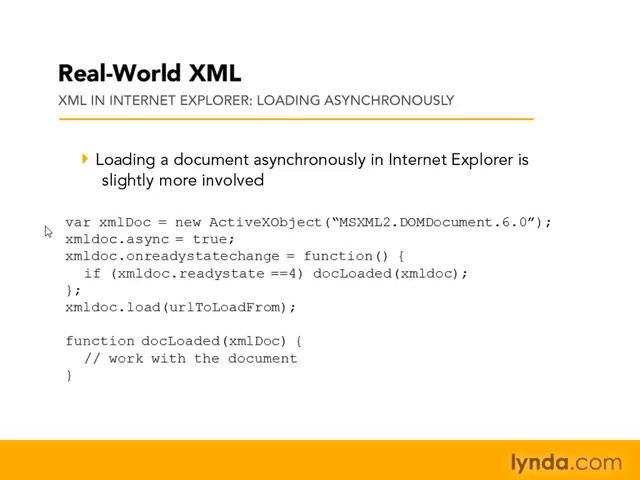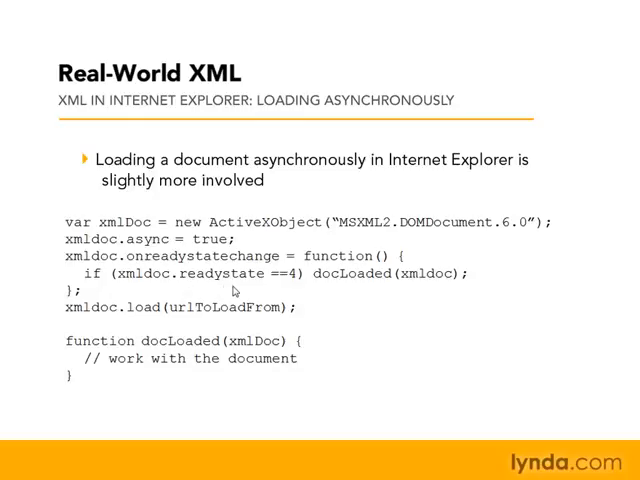So here's the line of code where we create the XML document. In this case, I'm explicitly setting the async property to true because we want to load the document asynchronously. Now, instead of handling the onLoad event like you do in Firefox, we have an event here called onreadystatechange. And this is Internet Explorer's way of handling the asynchronous events. So onreadystatechange takes a function. I'm declaring that here. And inside the function, there's a property I check called readyState.